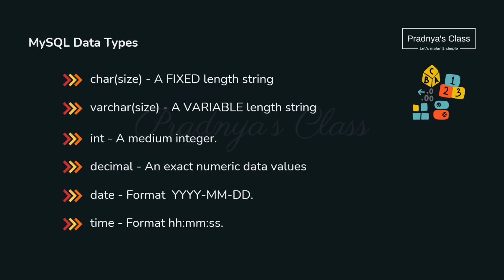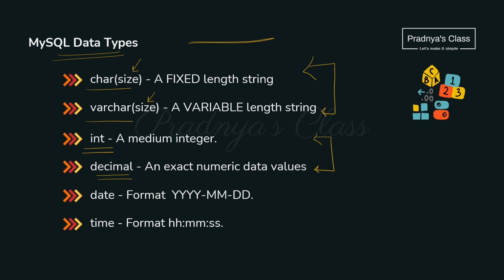Before creating the table, we should have an understanding of the MySQL data types. For strings, we will be using these two data types, that is char and varchar. In brackets, you need to mention the size of the string. Size means the maximum length which we can enter into that particular column. Then for numeric values, we have two data types. One is integer. Integer means it will take a number without a decimal point, and if you want to enter a number with a decimal point, then we will be using the decimal data type.